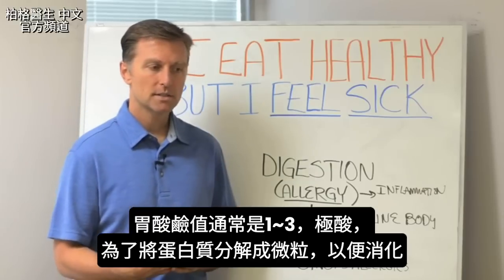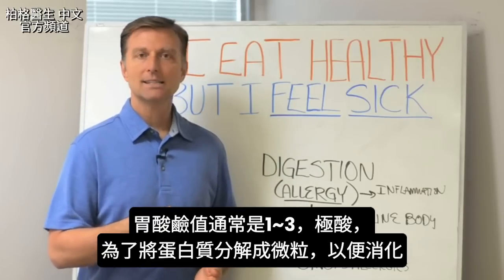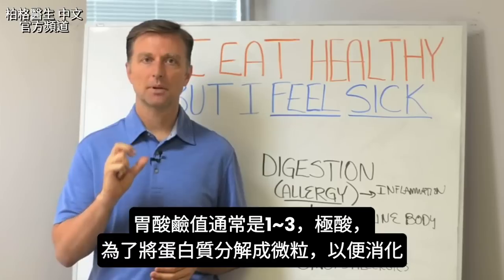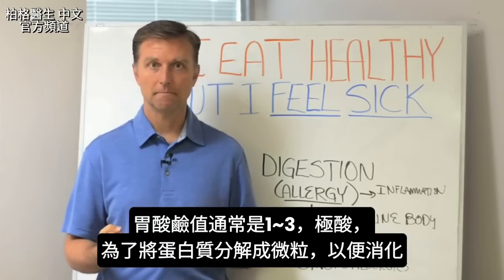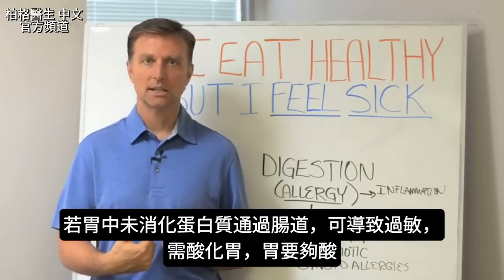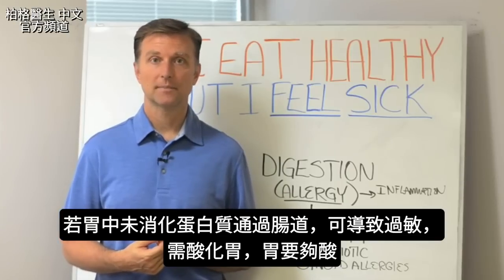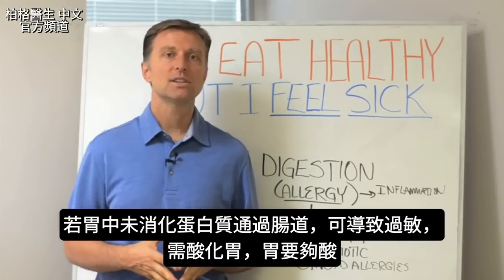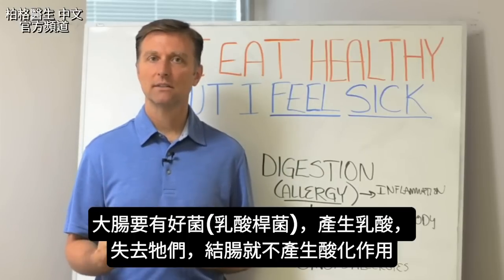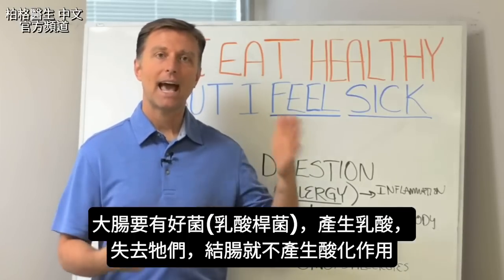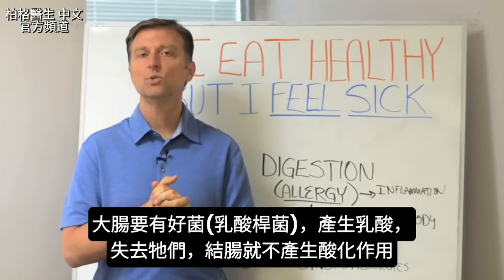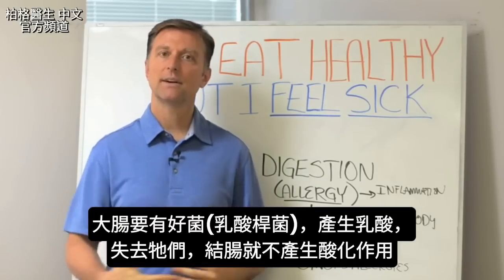If you think about the cause of allergies, the stomach is normally between 1 and 3, very, very acidic. And the goal of the stomach is to break down the proteins into very small particles so you can digest them. If you have undigested protein from your stomach going to your intestine, you can develop allergies just from that. Okay, so we need to acidify the stomach. So the stomach is very acid, and the large bowel has friendly bacteria, lactobacillus, that makes lactic acid. Okay, so you have bacteria that make acid. So if you lose those bacteria, you don't have that acidifying effect in your colon.